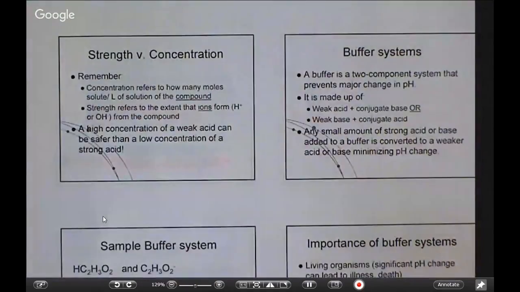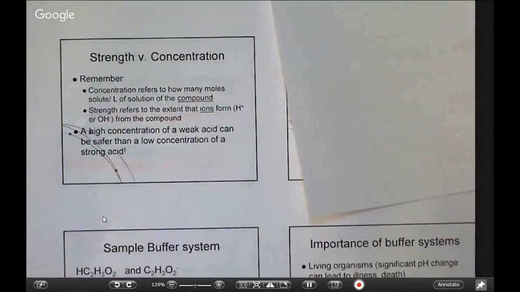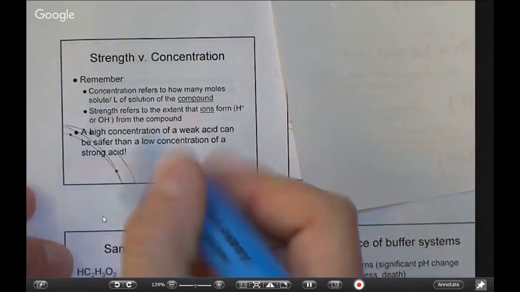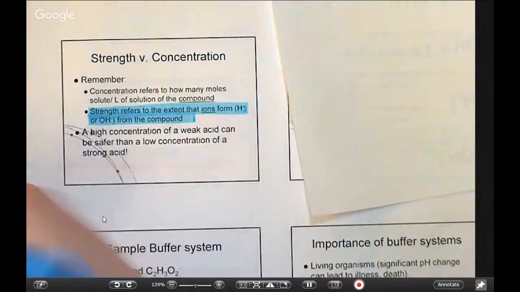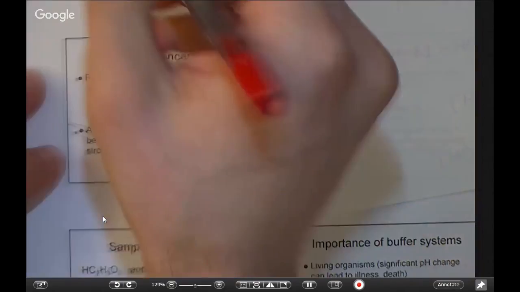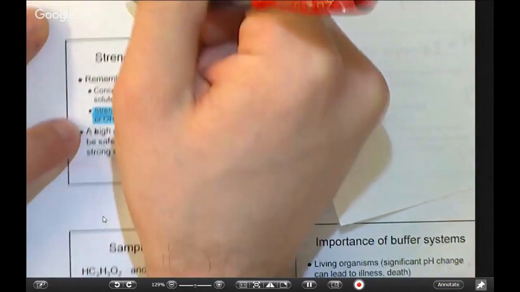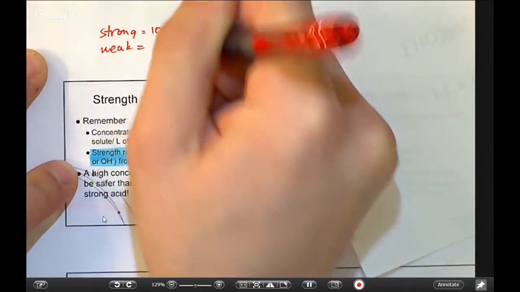Okay, so strength versus concentration are really two different ideas. Strength refers to the extent that ions form, whether it's protons or hydroxide ions if we're talking about a base, the Arrhenius definition. So strength is how much you're ionizing, right? You're strong if you have 100% ionization. So strong equals 100%, and weak is less than 100%.